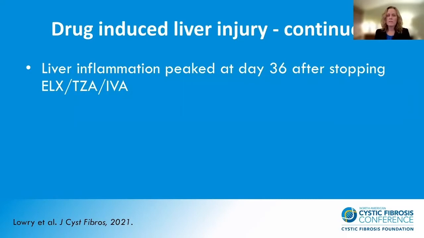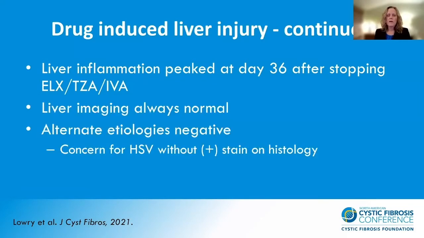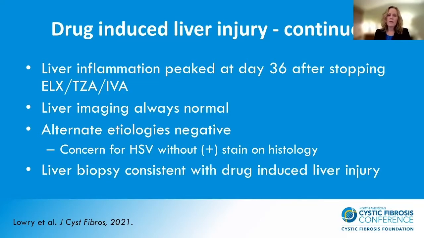Her liver inflammation did peak at day 36 after stopping the medication, and all of her testing, imaging, and serologies were negative for other etiologies of hepatitis. There was a concern at one point about herpes virus, and acyclovir was started, but this was stopped when stain on histology was negative. Her liver biopsy was consistent with a drug-induced liver injury.